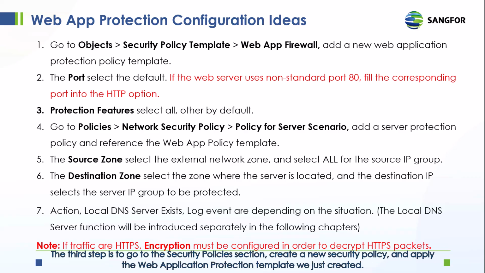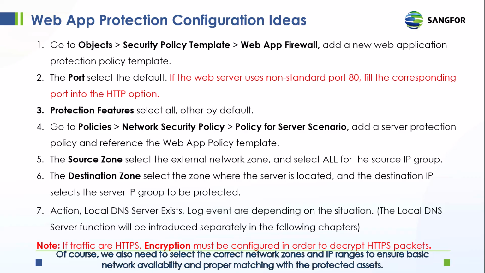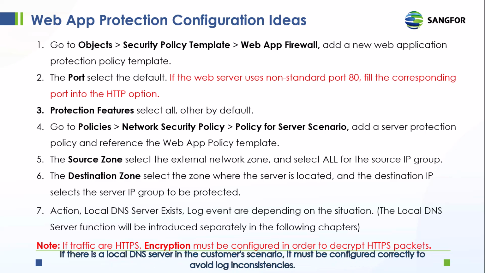The third step is to go to the Security Policies section, create a new security policy, and apply the web application protection template we just created. Of course, we also need to select the correct network zones and IP ranges to ensure basic network availability and proper matching with the protected assets. If there is a local DNS server in the customer's scenario, it must be configured correctly to avoid logging inconsistencies.